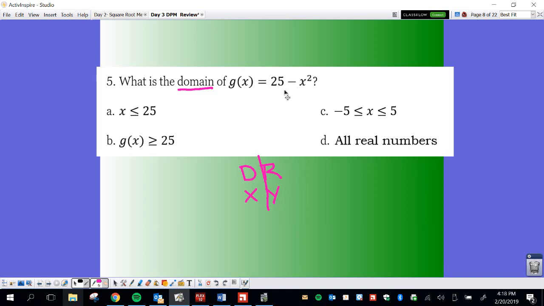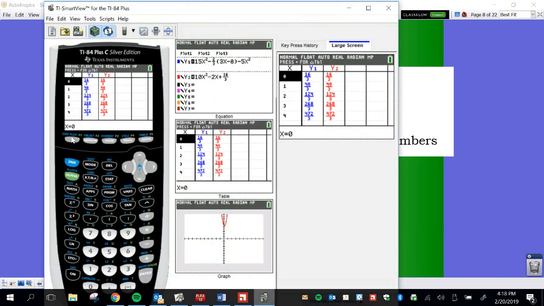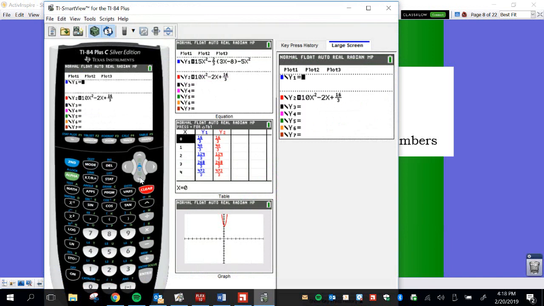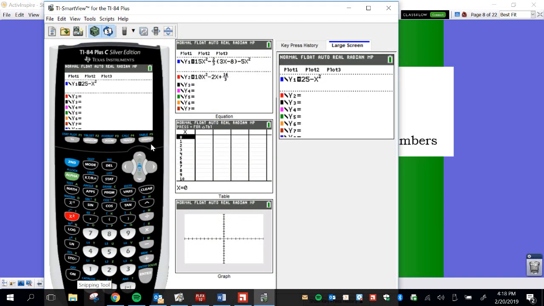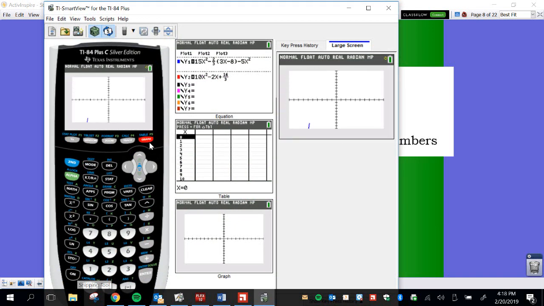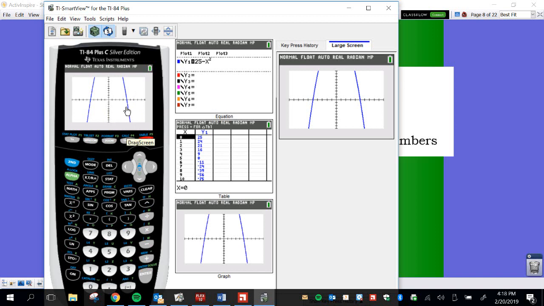When I look at this parabola, or instead of just thinking about it, let's put it in my calculator. We'll go to y equals, let me clear all this. In y1, we're going to put 25 minus x squared. Let's look at this graph. It's obviously a parabola because it's coming all the way around, and it is facing down because my x squared has that negative in front of it.